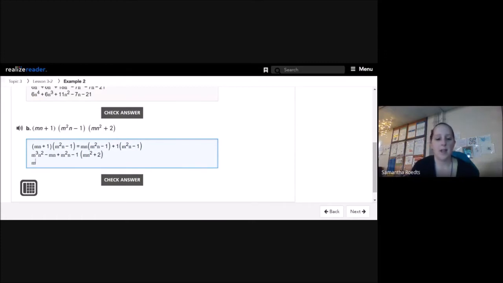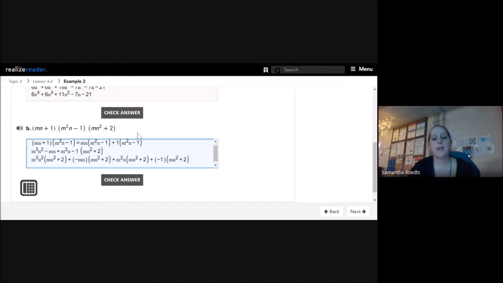So when I do this, I get m cubed n squared times (mn squared plus 2) plus mn times (mn squared plus 2) plus m squared n times (mn squared plus 2) plus a negative 1 times (mn squared plus 2). Okay, so it looks really complicated because I'm writing it out each time.